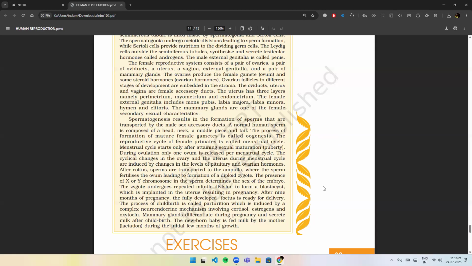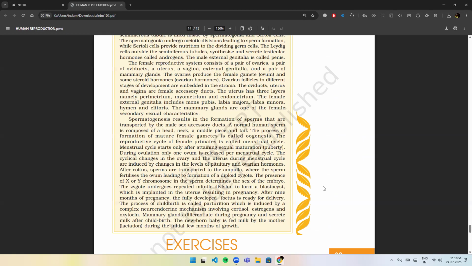The process of formation of mature female gametes is called oogenesis. The reproductive cycle of female primates is called the menstrual cycle. The menstrual cycle starts only after attaining sexual maturation. During ovulation, only one ovum is released per menstrual cycle. The cyclical changes in the ovary and the uterus during the menstrual cycle are induced by changes in the levels of pituitary and ovarian hormones. After coitus, sperms are transported to the ampulla, where the sperm fertilizes the ovum, leading to the formation of a diploid zygote.